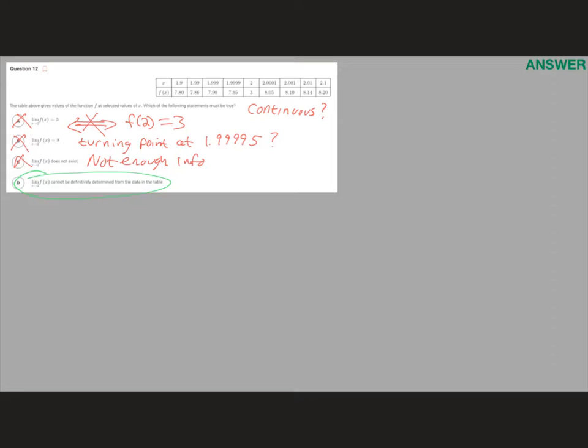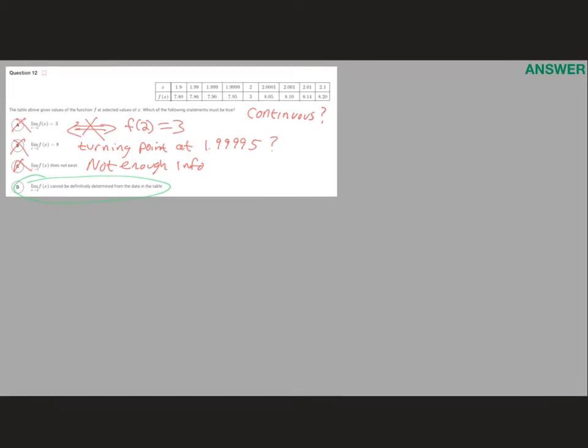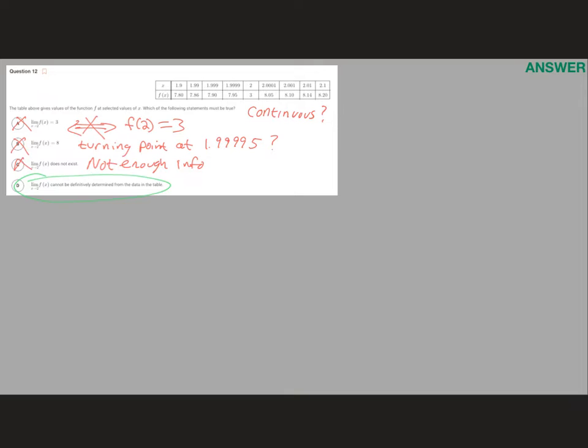Since it's not continuous, for option B, as x approaches 2, there could be a turning point somewhere between 1.99999 and 2, so we're not sure what the behavior is near there. And same thing coming from the other direction. There could be a turning point between those two input values there.